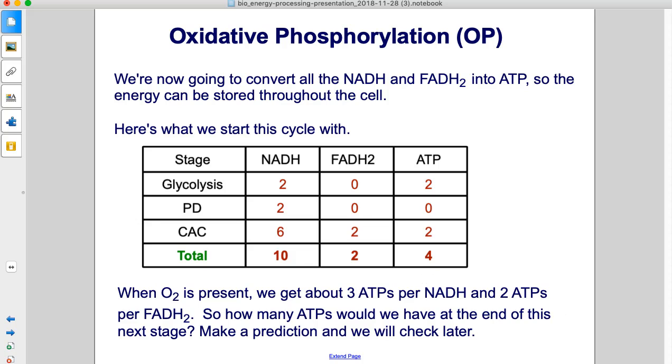When O2 is present, we get about 3 ATPs per NADH and 2 ATPs per FADH2. So how many ATPs would we have at the end of this next stage? Make a prediction and we'll check back later.